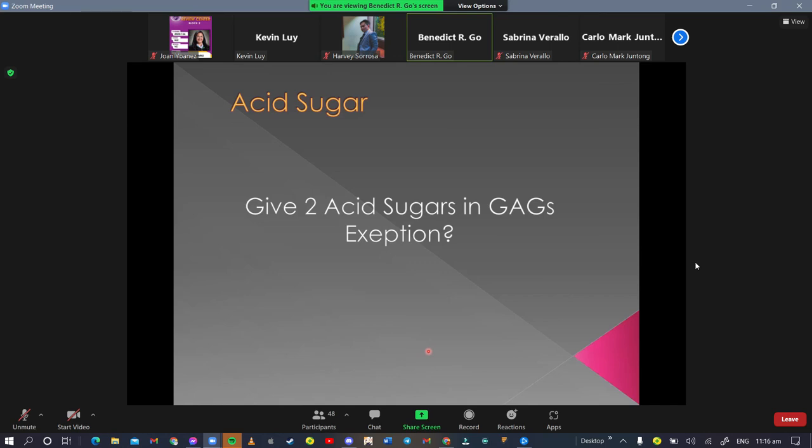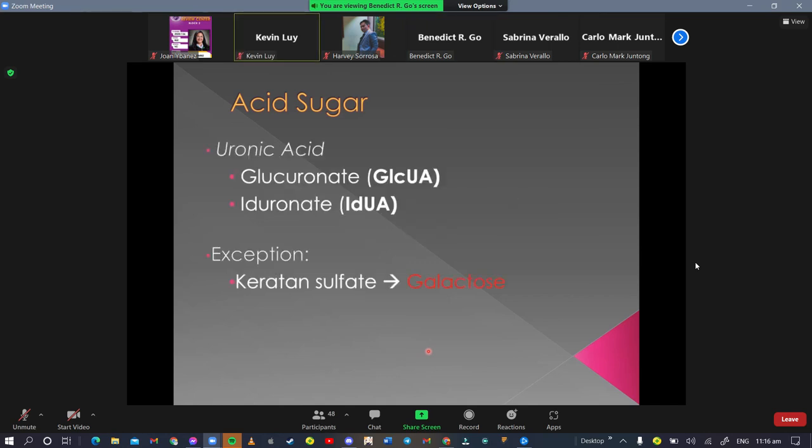Here is the answer. Okay, so uronic acid, you have glucuronic acid and iduronic acid. The exception is keratan sulfate, which does not have either of the uronic acids except it has galactose. Okay, so Kevin was right.